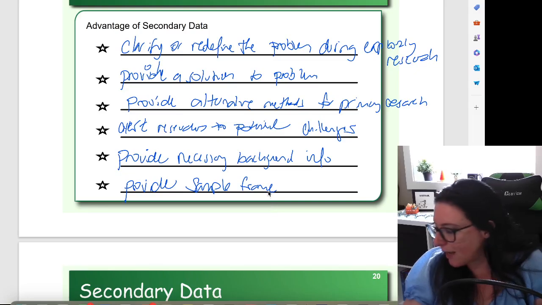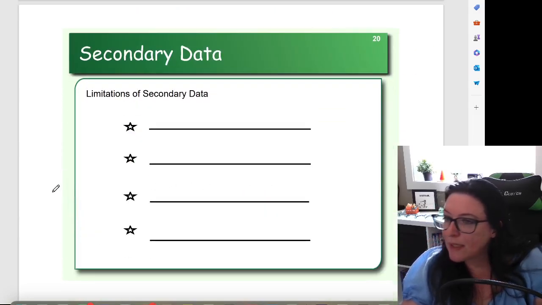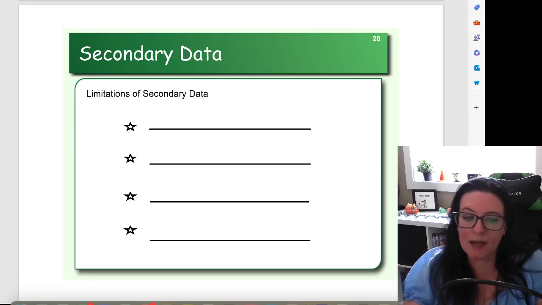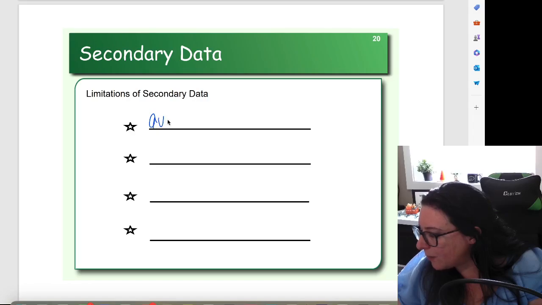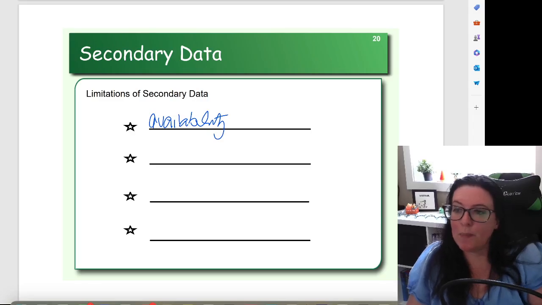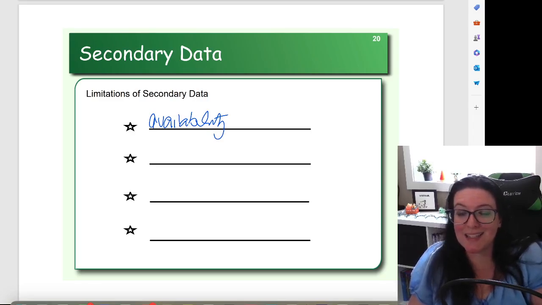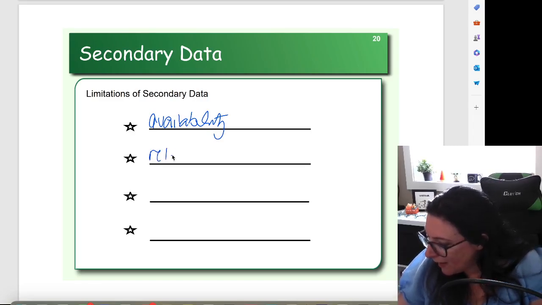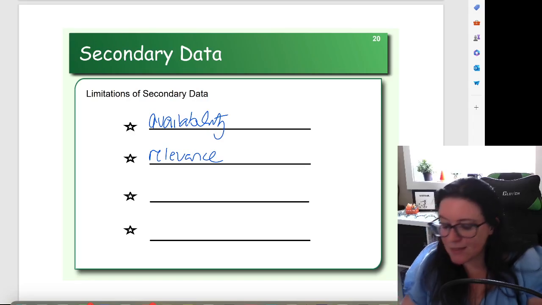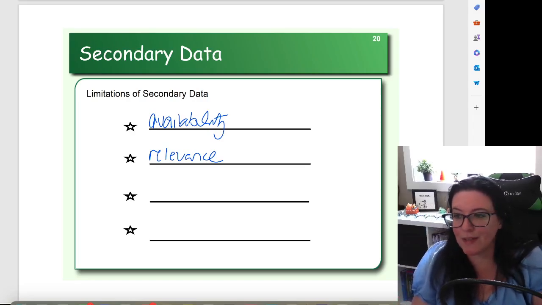expedite our process. Okay. There are limitations to secondary data we need to be aware of. That is the availability. It is quite possible that no one else has collected the type of data or information that you need. And even if they have collected data, it is quite possible that it's not relevant.